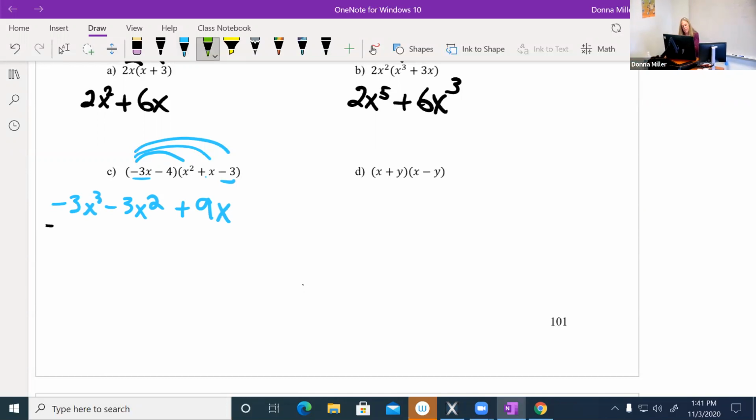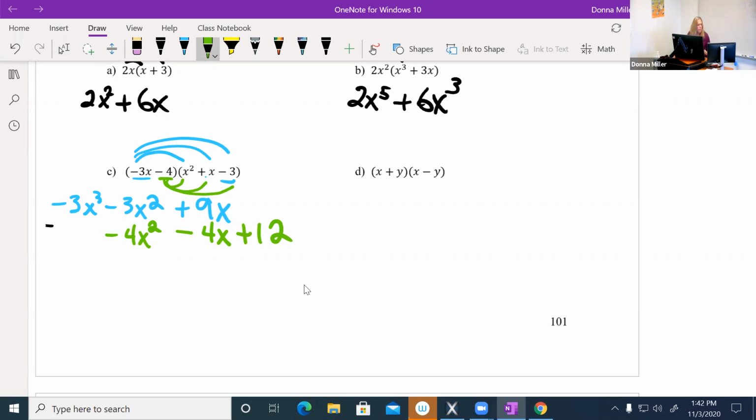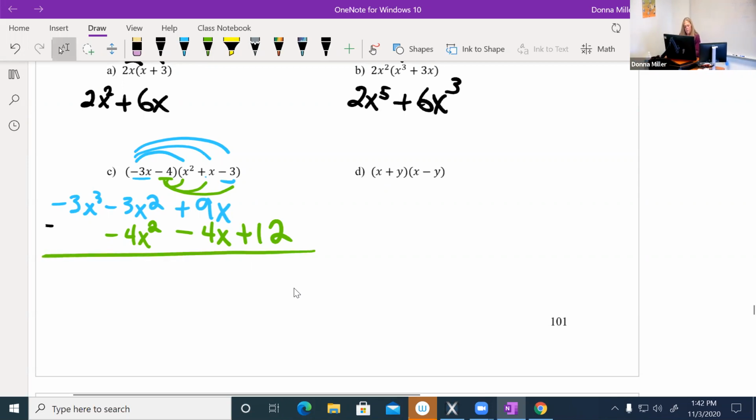All right, so I'd multiply the first term by all the terms in the second guy. Now I'm going to take the second term. I'm going to multiply him by all these guys. Okay. And I'll line them up underneath each other just because it's easier to add them then. So negative 4 times x squared is negative 4x squared. So I just line it up under the x squareds. Negative 4 times x, negative 4x, and negative 4 times negative 3 is plus 12, right? So you see that I just multiplied every term by every term. And now I add them up.